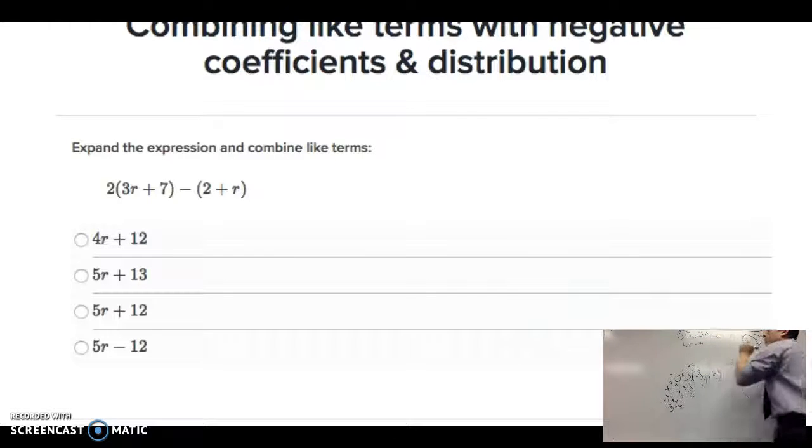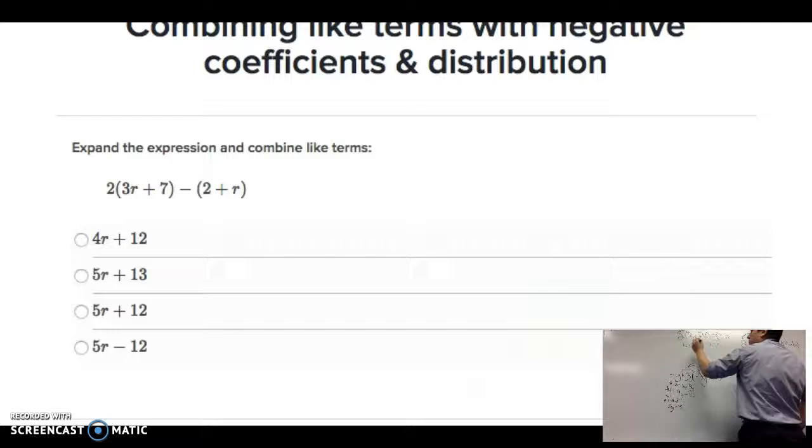Now if you distribute, so we're good there, so 14. Now I'm going to box in that negative 1. If I distribute that, negative 1 times positive 2 is negative 2, because a negative times a positive is a negative. Negative 1 times r is negative 1r, but you don't need that 1, so let's get rid of it. And that's negative because negative times a positive is a negative.